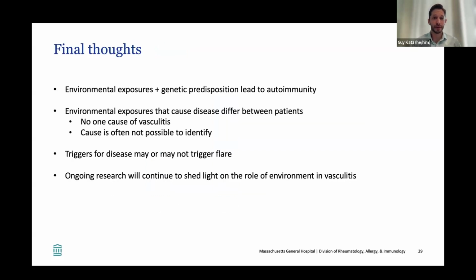So some final thoughts. Environmental exposures and genetic predisposition are what lead to autoimmunity and vasculitis. Environmental exposures that cause disease differ between patients. We really don't have one cause of vasculitis. We don't expect to find one cause of vasculitis. It really is a multifactorial process, and it's multiple diseases, each of which has their own pathogenesis. And very often we actually aren't able to identify the cause.